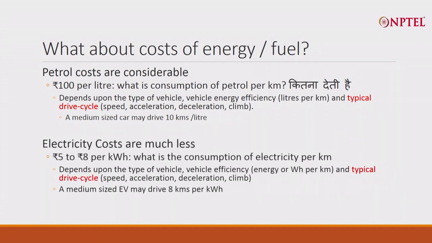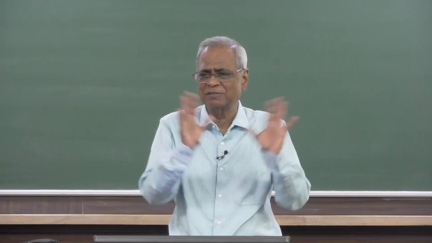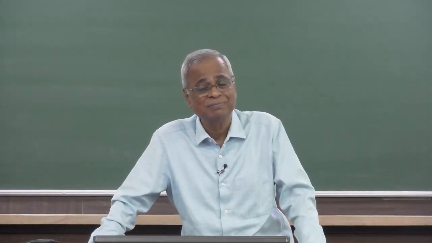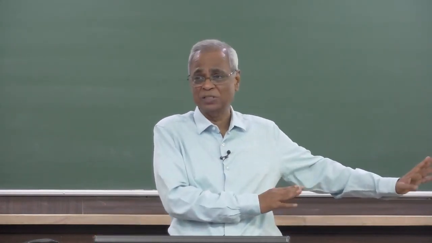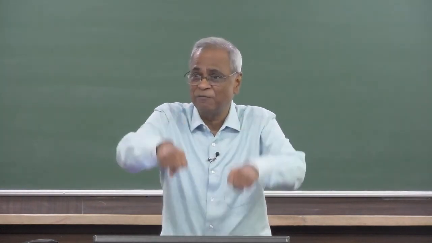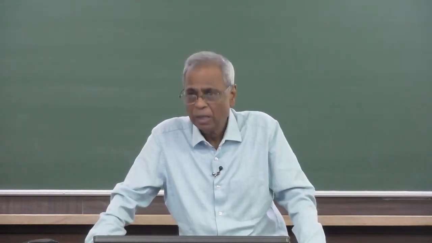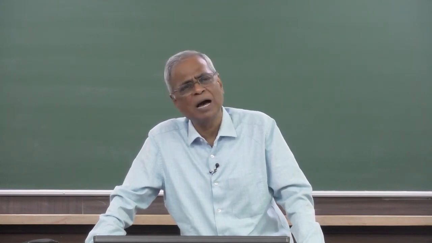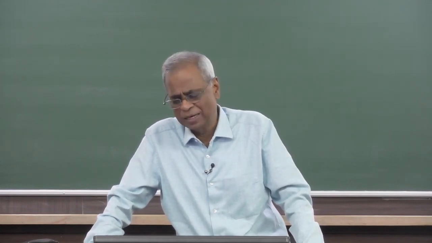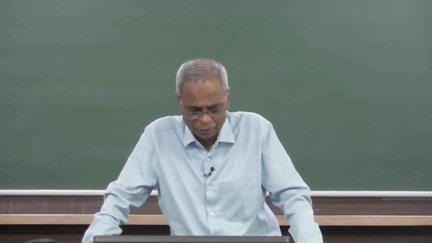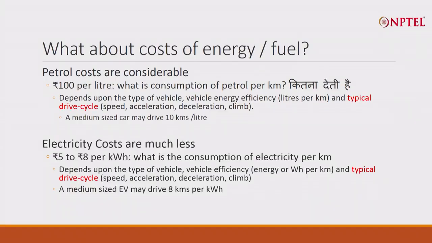On the other hand, electricity cost is low, 5 rupees per unit, 6 rupees, 7 rupees, 8 rupees per unit. So, that is the cost of the electricity. I am not now talking about battery cost, this is the fuel cost, when you fill up the battery. And the same question we ask, per kilometer how much energy do you use, how many kilowatt hours do you use. Again, it depends on the type of vehicle, vehicle efficiency, typical drive cycle, how much I accelerate, decelerate.